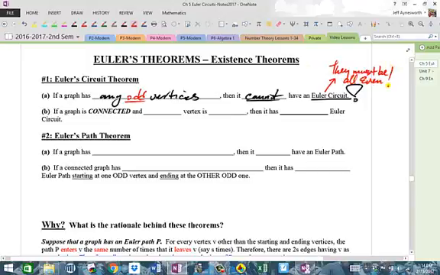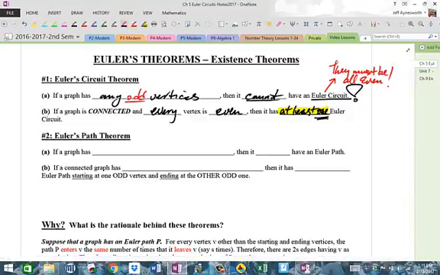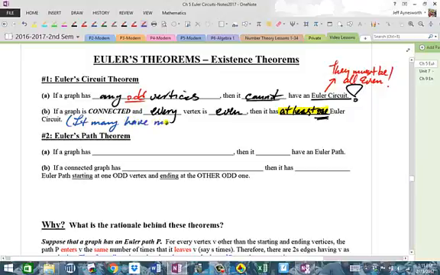B says if a graph is connected and every vertex is even, then it has at least one Euler circuit. It may have more than one. A little caveat there.